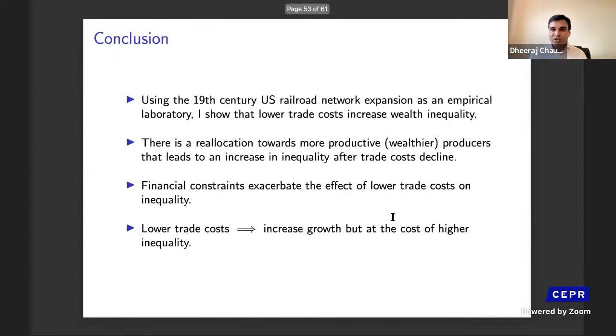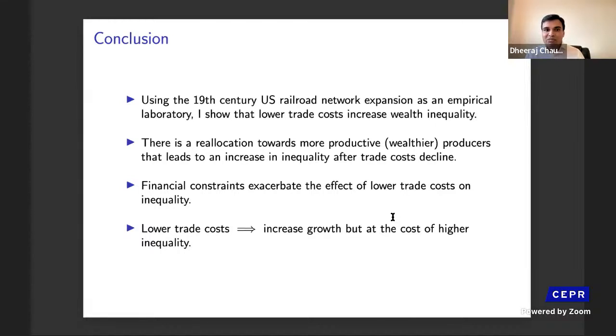So I have 1 minute, so let me just conclude. What I do in this paper, I use a large-scale natural experiment and the universe of wealth data from 1850 to 1870, and I show that railroads reduce the trade costs, and these lower trade costs increase wealth inequality in the US.